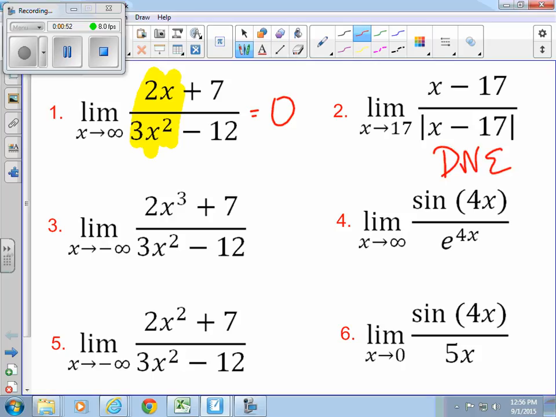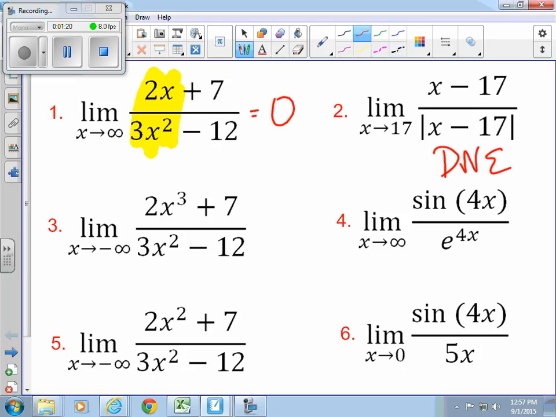From the left, what's the number to the left of 17? It's really, really close. 16. Wait, go left. No, left. We're right. 16.99999, right? If I put 16.99999 in, I would get a negative something on top and that same number on bottom, but that's positive. So I'd get negative 1.